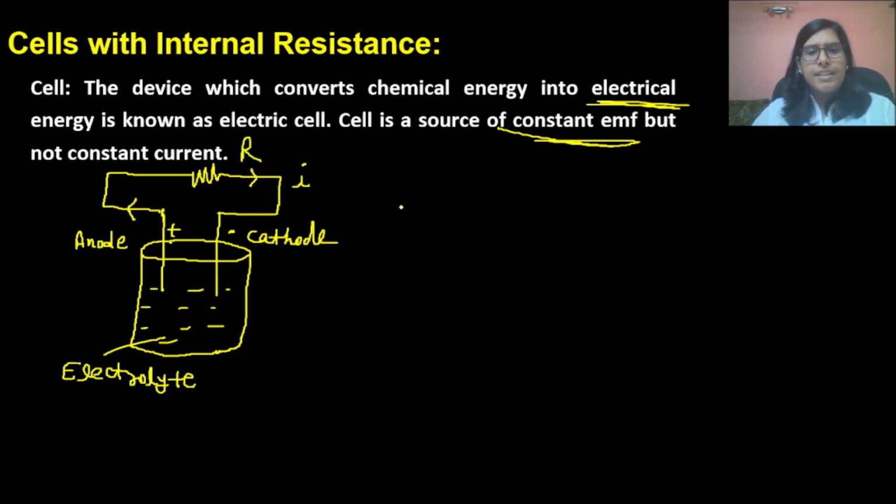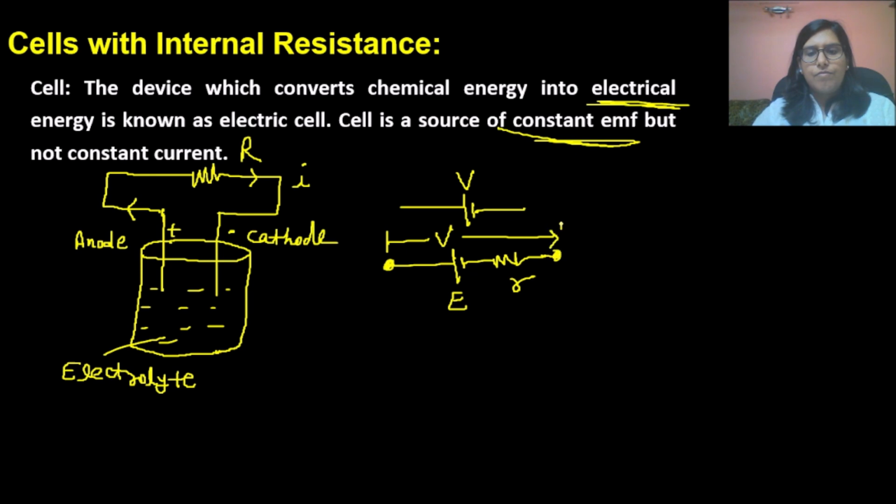This is R. The symbol for cell is like this. Here is the internal resistance r and this is the EMF of this cell, V is the voltage across the cell. So for an ideal cell, internal resistance will be 0. And now suppose this is the voltage, potential here is V plus and potential here is V minus.